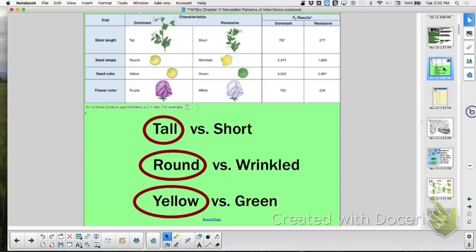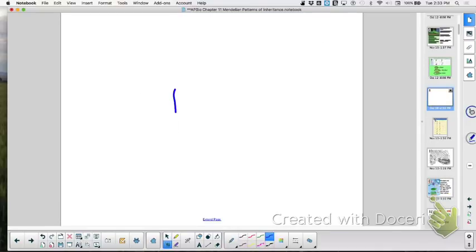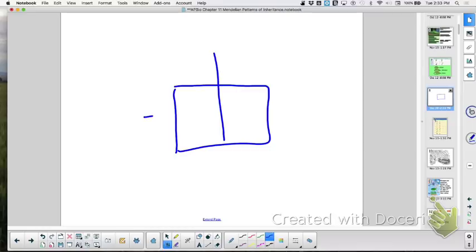Short. Okay? But then when he took the F1s and crossed them together to form F2s, what trait showed up? Short. And it's the typical genotypic and phenotypic ratio. Would you know what that is? Yes. That's called a monohybrid cross. You would want to be able to recognize, mono meaning one, a monohybrid cross.